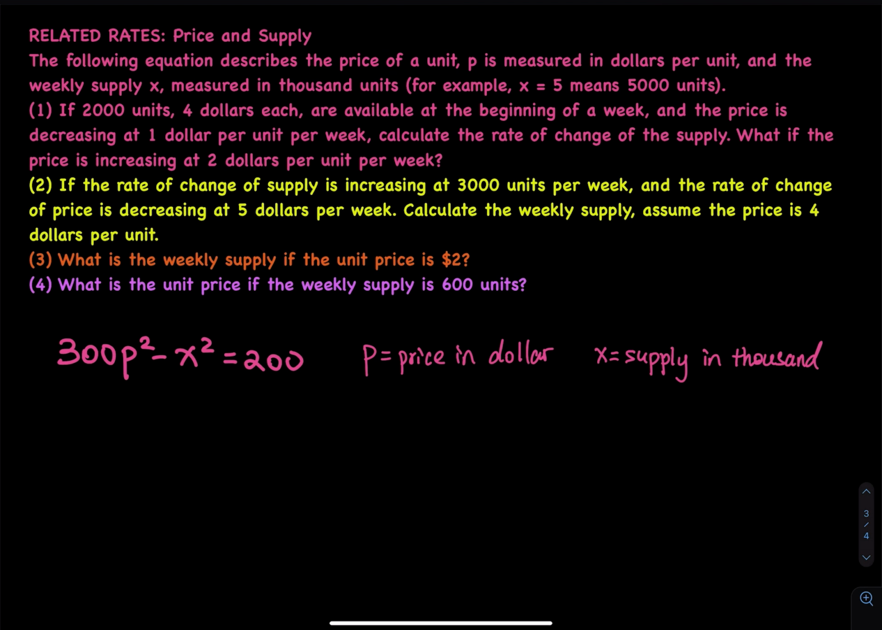Okay, so first of all, calculate the rate of change of the supply. Rate of change means derivative. So you have to differentiate both sides of the equation with respect to time using implicit differentiation. The first one, you take the 2 down, so that equals 600p, and this is with respect to time, so we have dp/dt. The derivative of x squared is 2x, and then we have dx/dt. And the derivative of 200 is 0. So this is implicit differentiation.